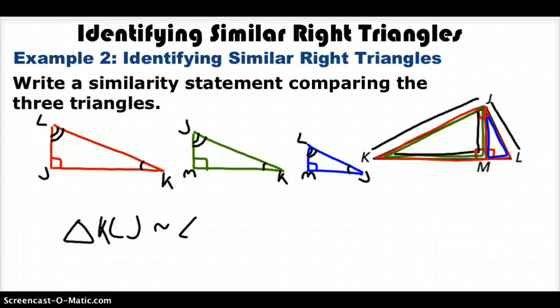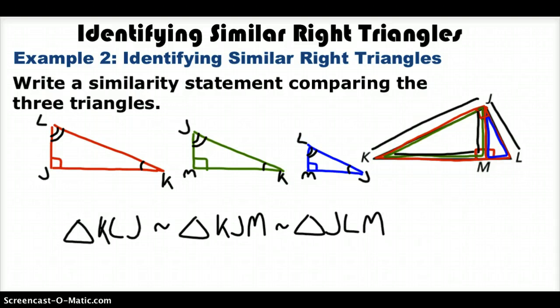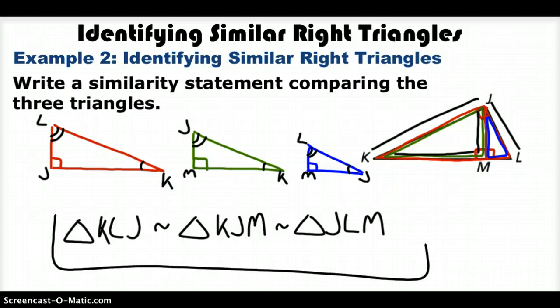is similar to triangle KJM, which is also similar to triangle JLM. That would be our final answer here. I hope this extra example was helpful.